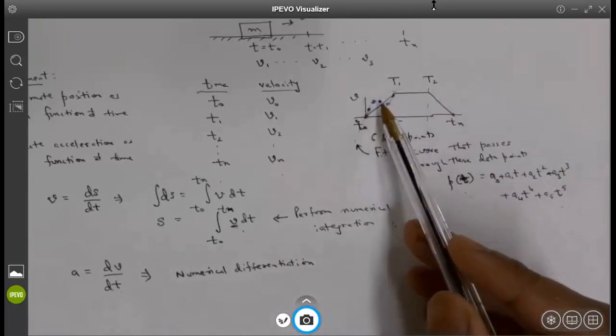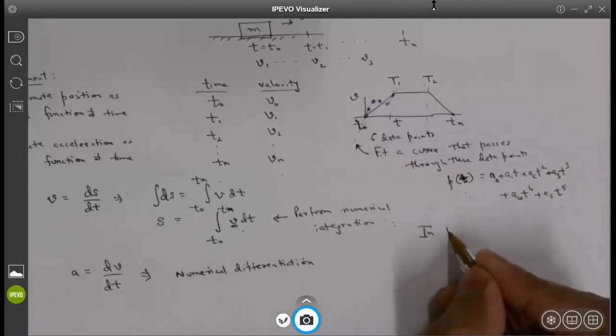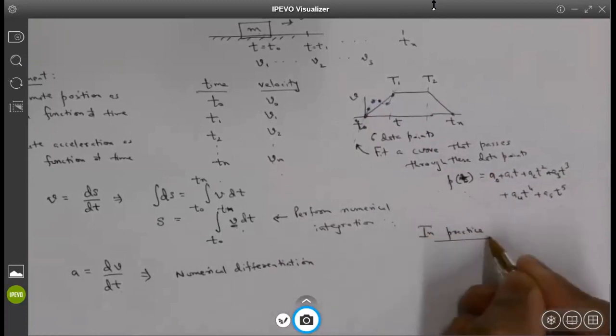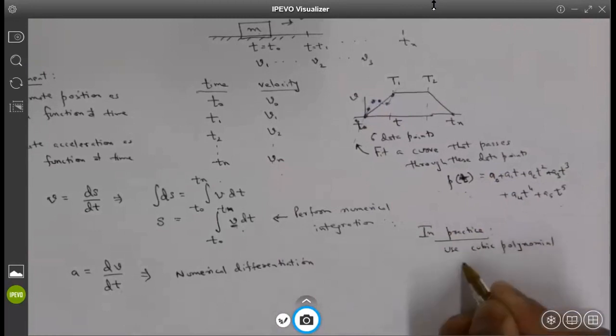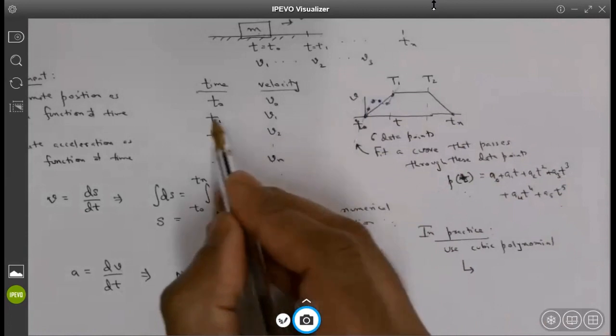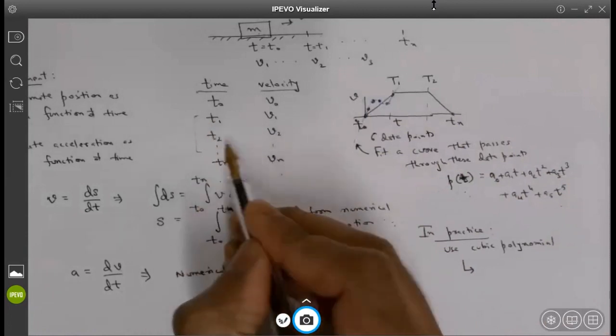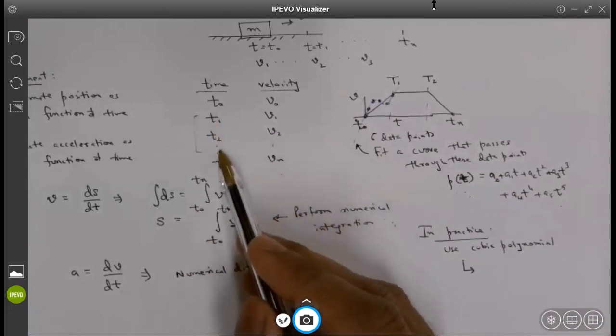One way is, in practice, to use a cubic polynomial. Either you can fit it through all the data points, or you can take 4 data points in the interval and fit a cubic polynomial that passes exactly through these 4 data points.